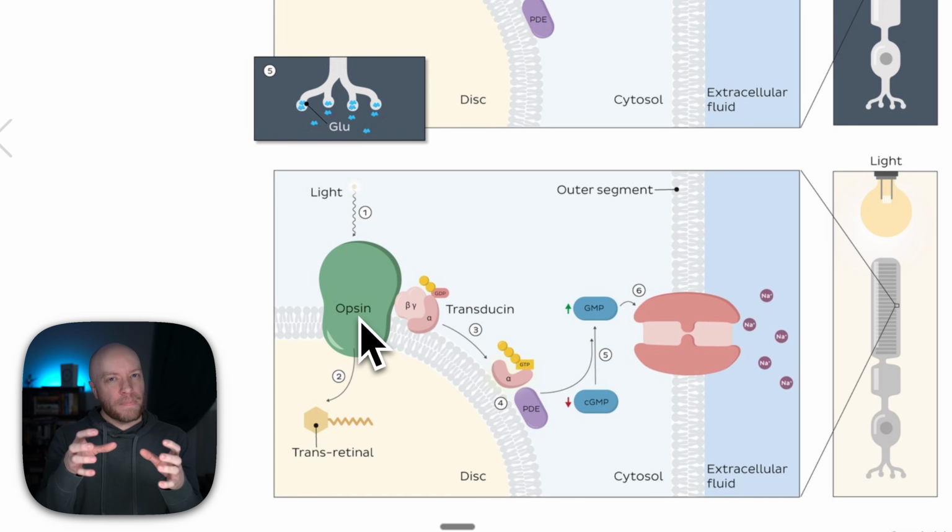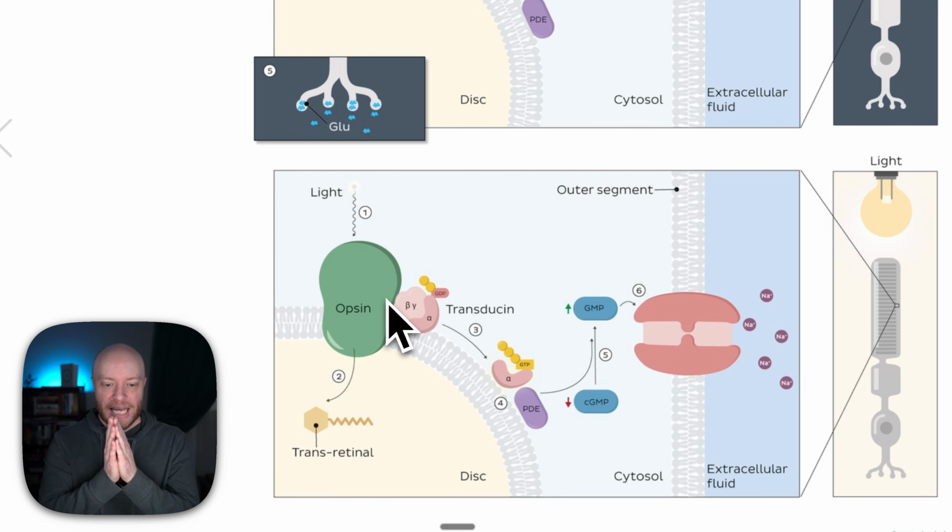What's going to happen is opsin is going to change its shape. Not only is cis retinol going to turn into trans retinol, but opsin will change its shape and it will bind. If you look really closely, we can see that transducin is now attached, right? It has bound itself to opsin.